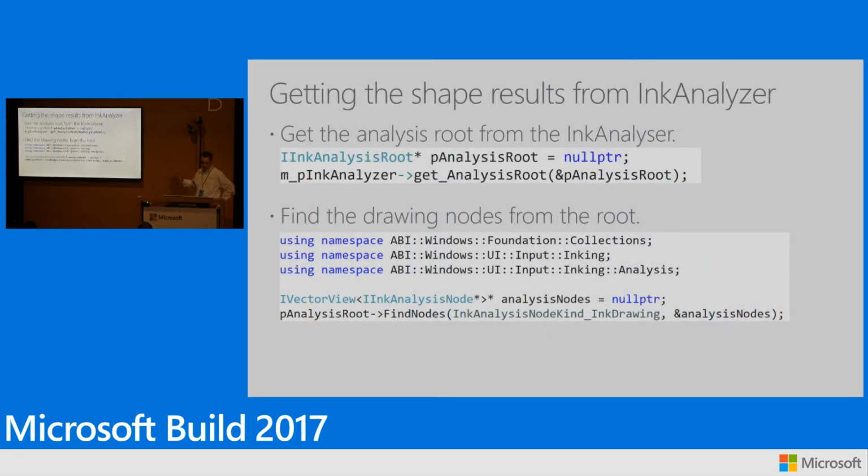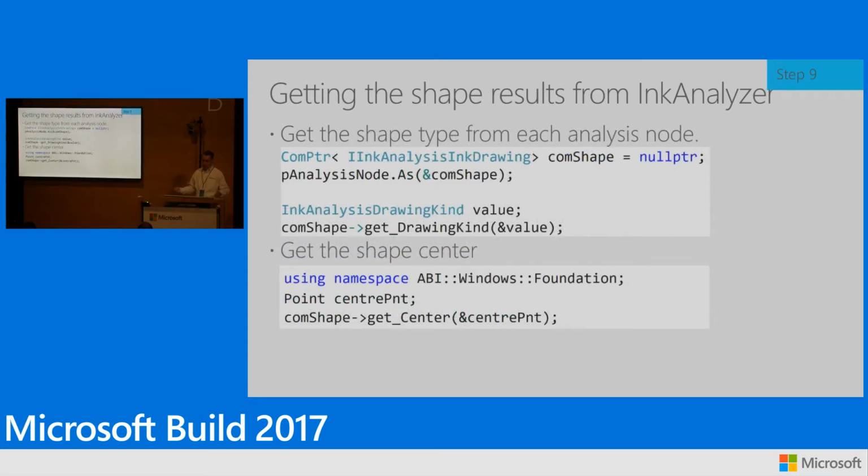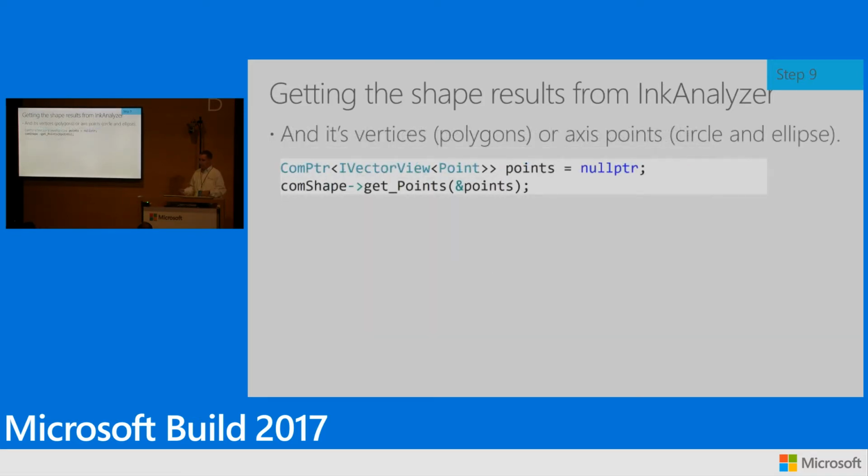And then just some more stuff coming back to us. We get the analysis route from the ink analyzer and then the drawing nodes. So that's what kind is it? Is it a drawing? Is it handwriting? So we set that to just drawing. And then the shape results that come back. So we get the drawing kind, and then also the center point of the shape.